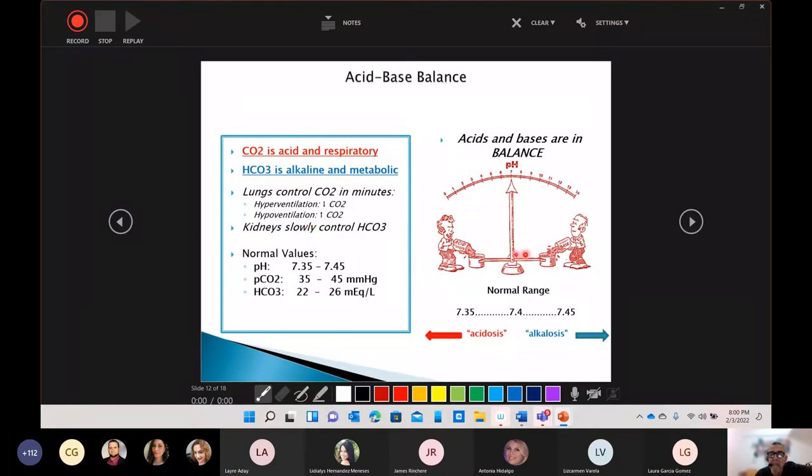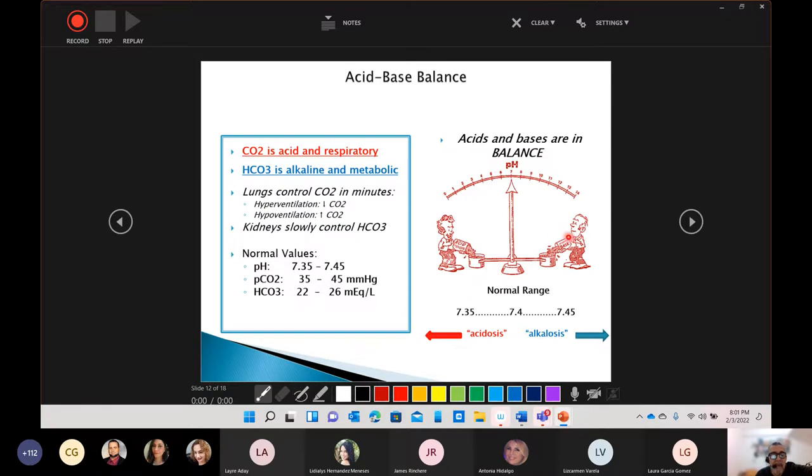Because you need to have a balance between the bases or alkaline substances in your body and the acid substances. And CO2 is one of these acid substances. If you hyperventilate and you waste too much CO2, then you waste your acid. And who is going to win in the balance? The alkaline is going to win, because you don't have enough acid. And vice versa, if you retain CO2, then you gain acid, and then who is going to win? The acid. Yes. So hyperventilation tends to produce respiratory alkalosis, and hypoventilation tends to produce respiratory acidosis.